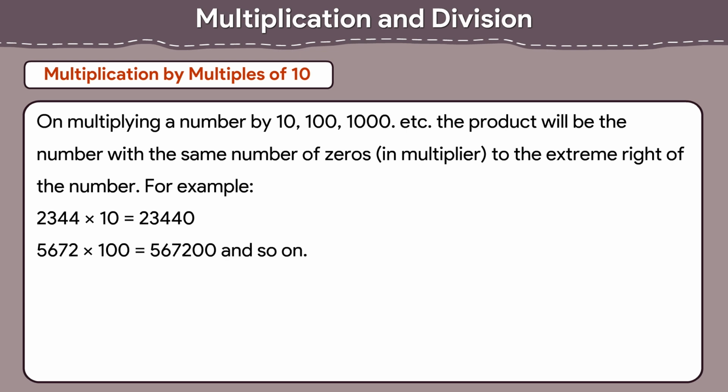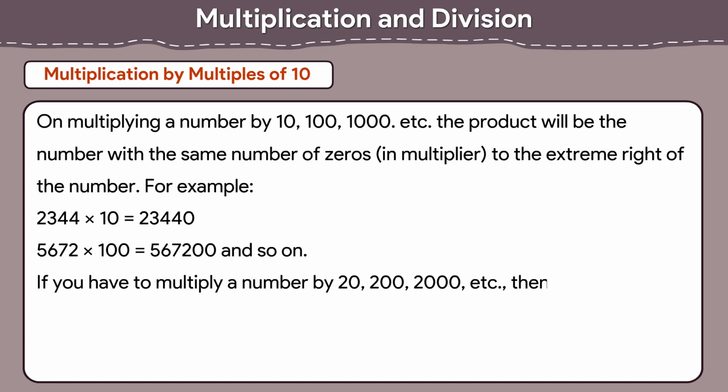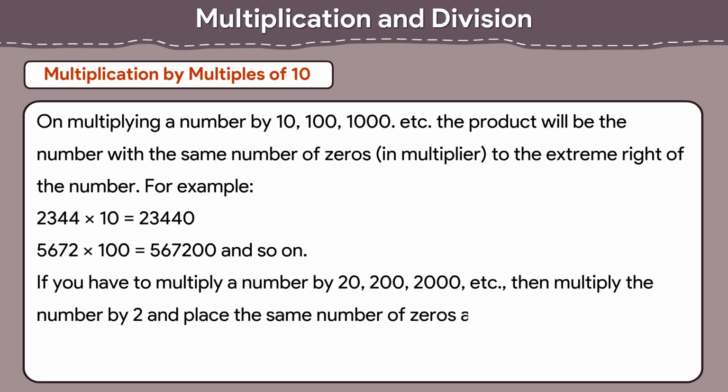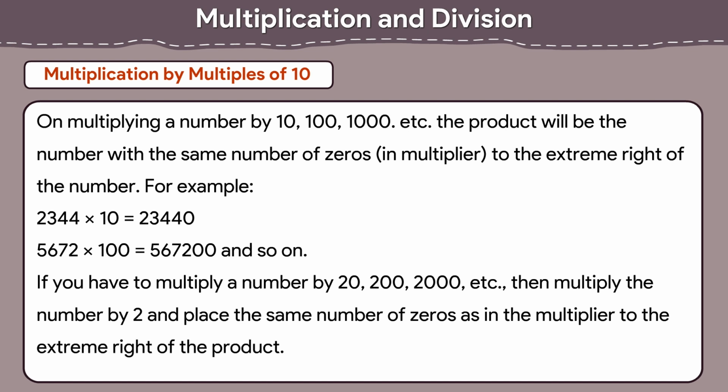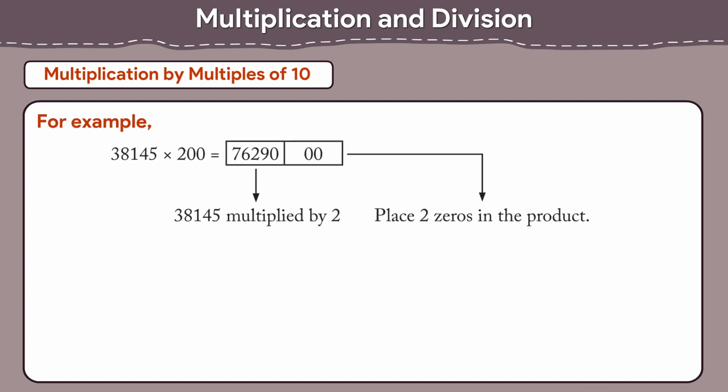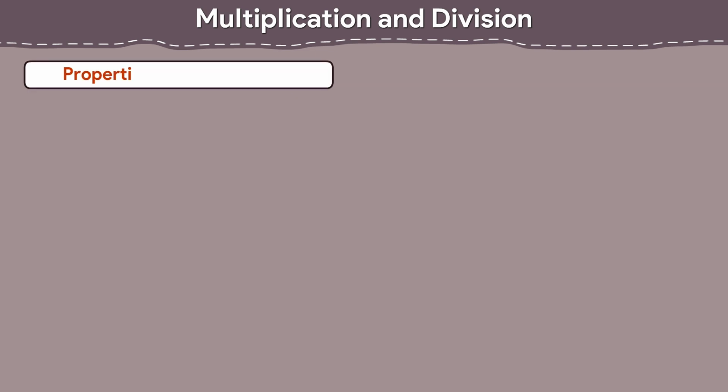5,67,200 and so on. If you have to multiply a number by 20, 200, 2000, etc., then multiply the number by 2 and place the same number of zeros as in the multiplier to the extreme right of the product. For example, 38,145 times 200 equals 76,29,000.